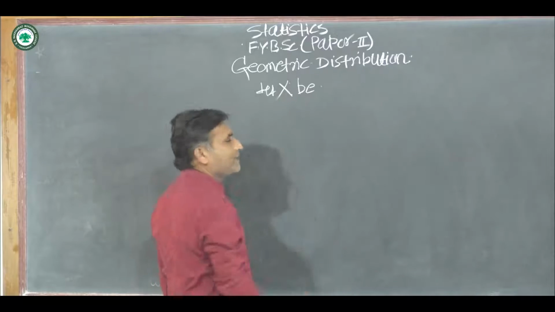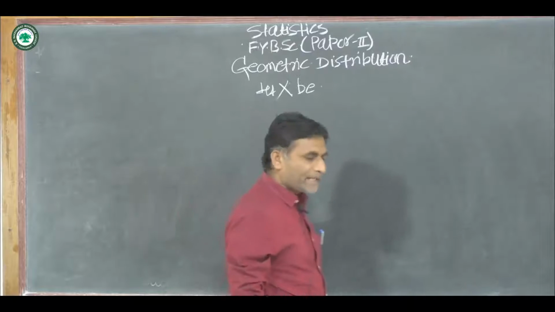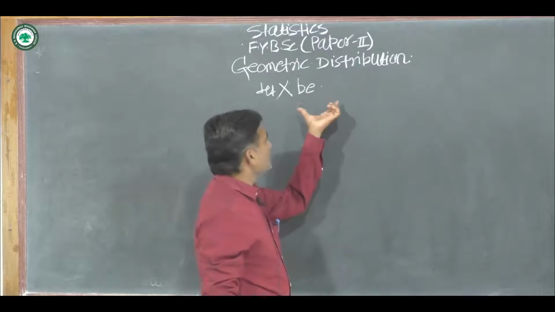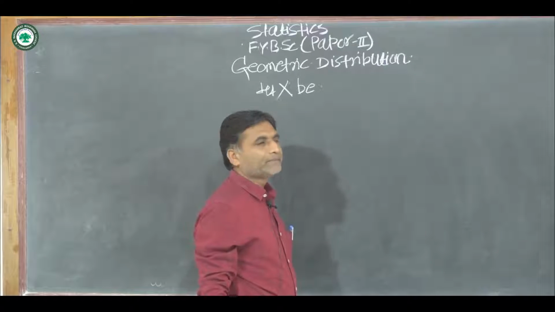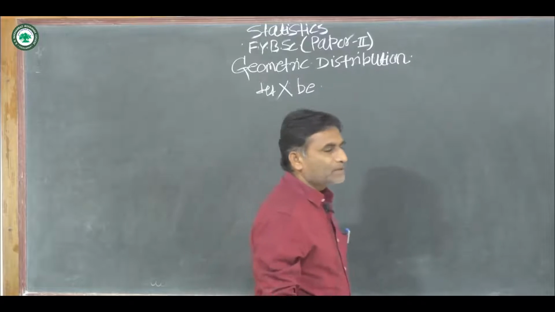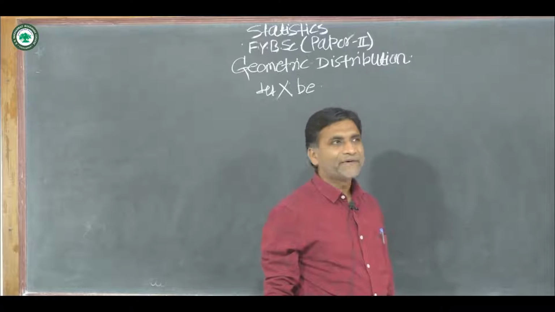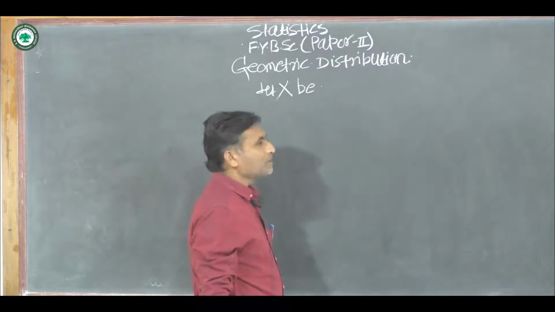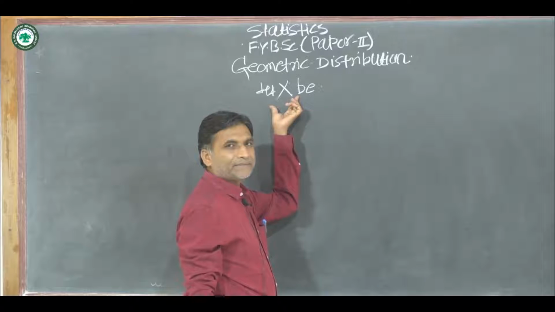Capital X is the random variable, and this random variable is the number of failures before getting the first success. We consider the experiment of tossing a coin. In that case, X denotes the number of failures before getting a head for the first time. Now we have to obtain the probability distribution of the discrete random variable X.